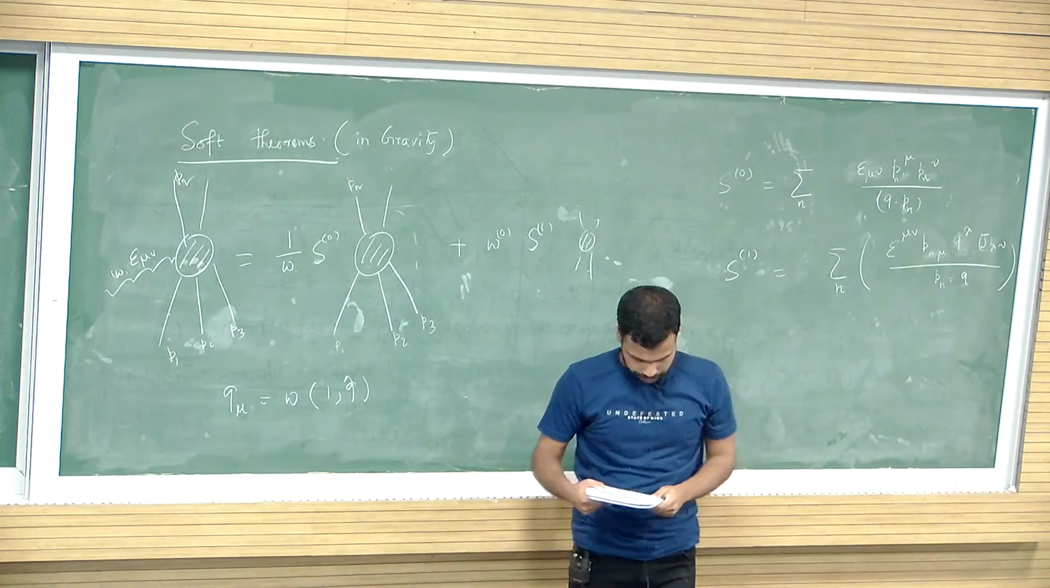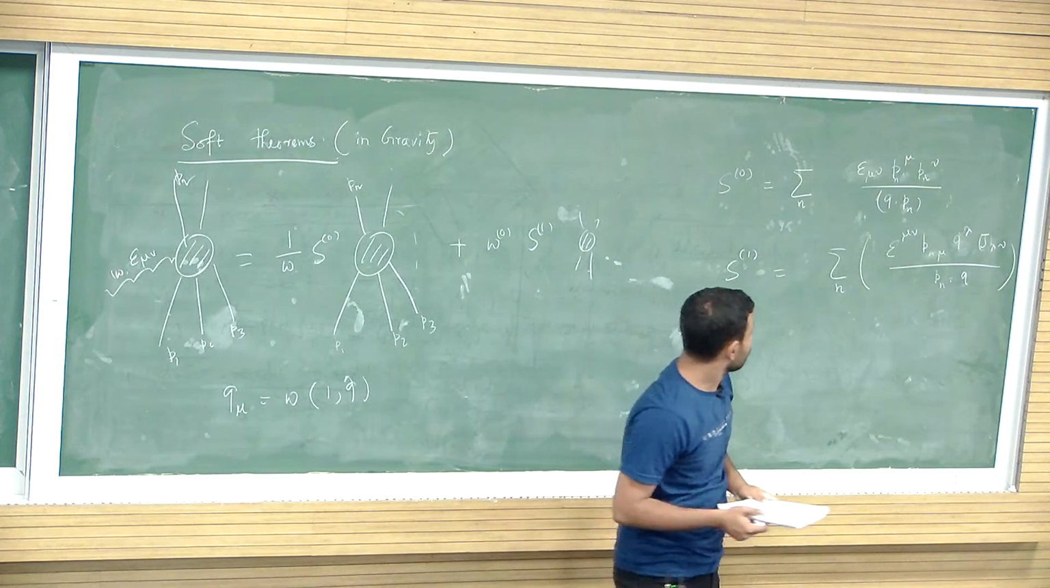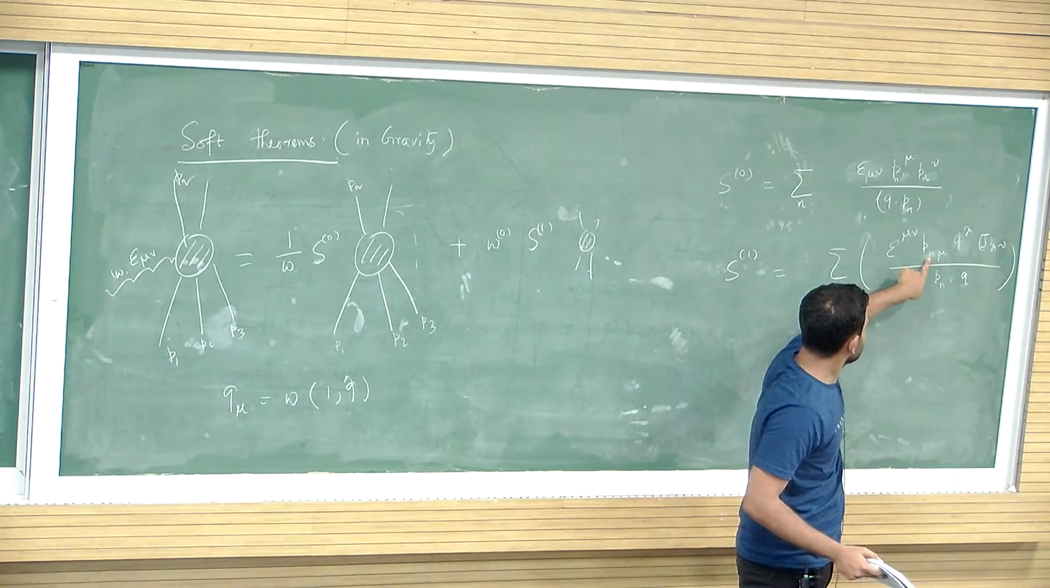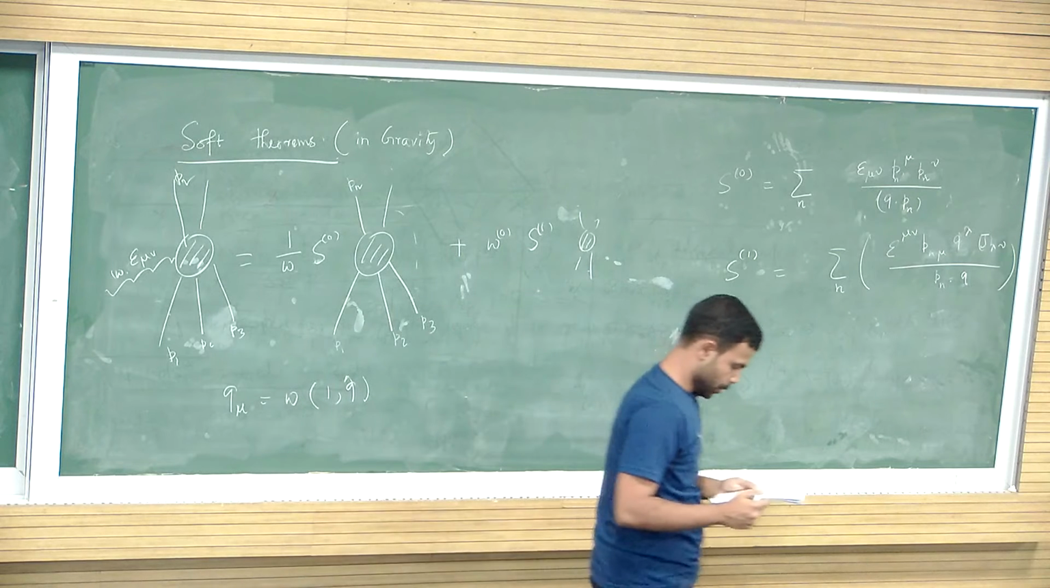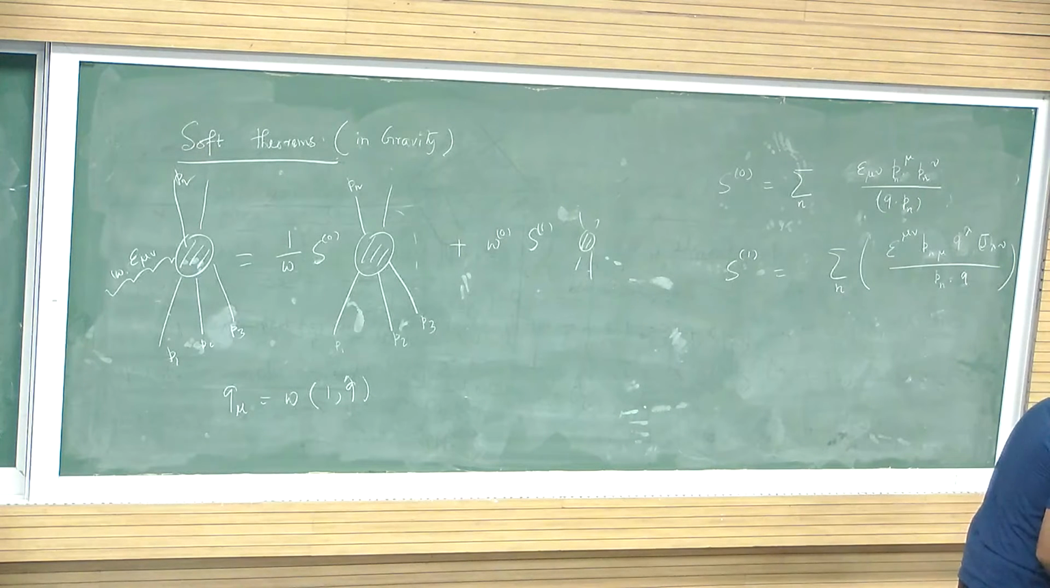Sorry, what is the p there, what is that? This n? This n. That is just the label. Okay, good.